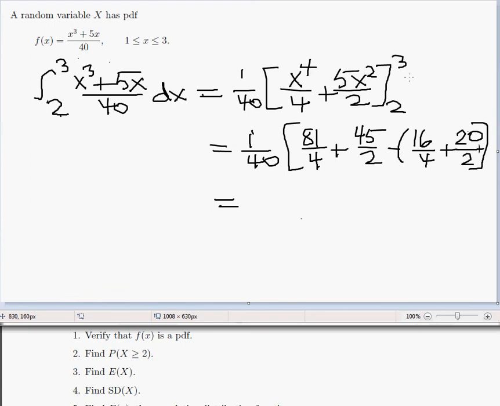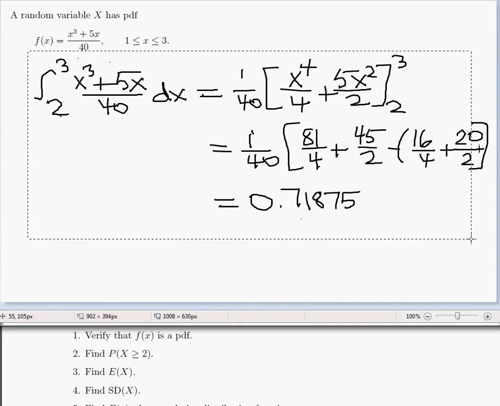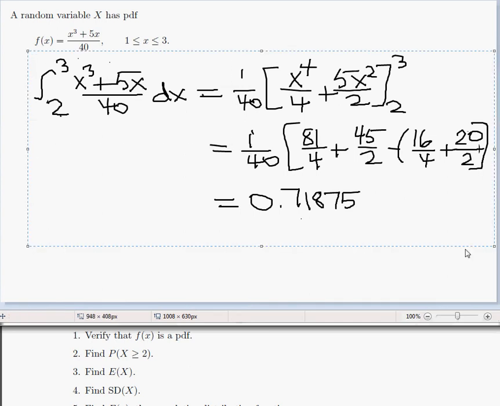So this probability is 0.71875. To find a probability, we integrate. The answer, of course, has to be somewhere between 0 and 1. If I get an answer that is either less than 0 or greater than 1, I know I did the problem wrong, and then I'd have to restart.